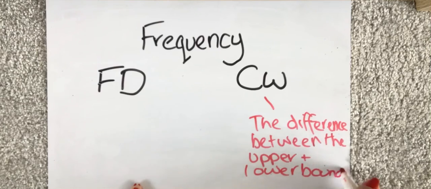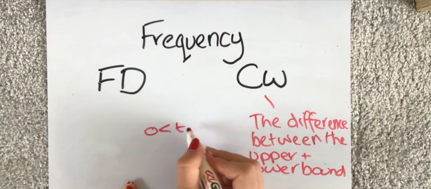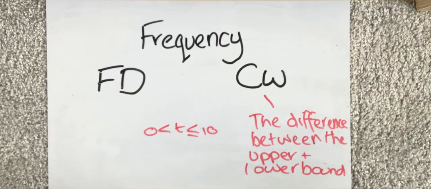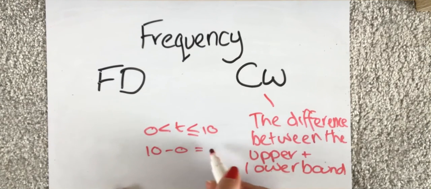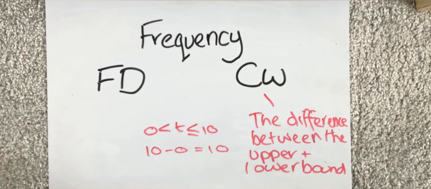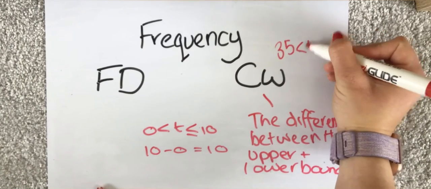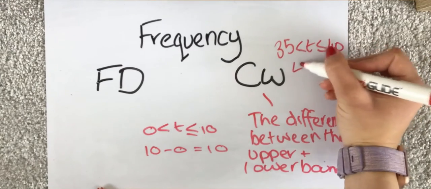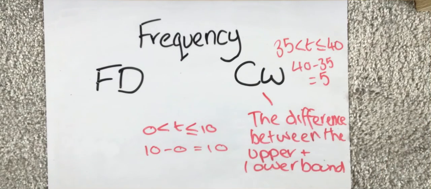Okay, so what I mean by that is something like this. 0 is less than t is less than or equal to 10. Okay, that is my class. That tells me that we're looking at the values between 0 and 10. To find my class width, I literally do 10 take away 0, and I would get 10. Okay, if I look at another one, if I had something like 35 is less than t is less than or equal to 40, then I would just do 40 take away 35, and my class width would be 5. Okay, and that is how I find out my class width.